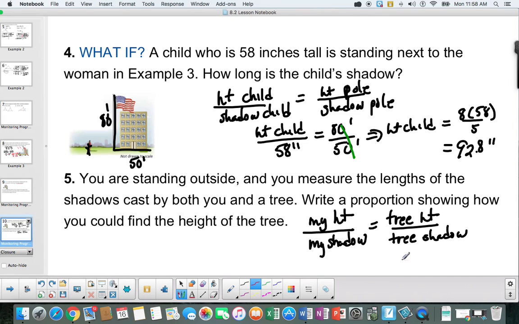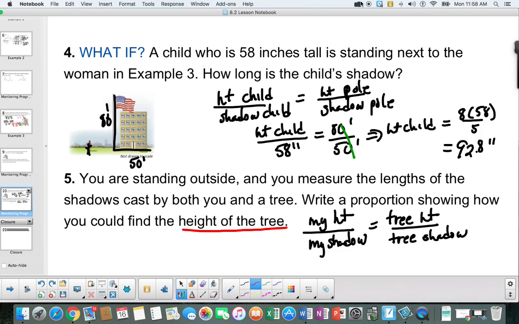Now, when you're outside and you want to figure out the height of a tree, which could be dangerous to measure if the tree's really tall, here's a way to indirectly find the height of the tree with information that you can use. And this is the end of the screencast.